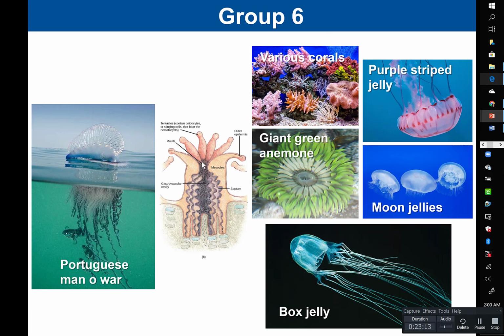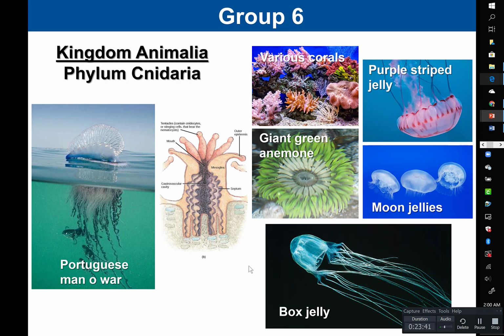So we come along to group 6. And so if we look at group 6, we have our corals, we have a purple striped jelly, we have moon jellies, we have sea anemones, we have a box jelly, we have a Portuguese man-o-war. These are all organisms that fall under group 6. And so what did you classify group 6 as? Phylum Cnidaria. Now again, the C is silent. We don't say the C, so Cnidaria. These are the cnidarians.